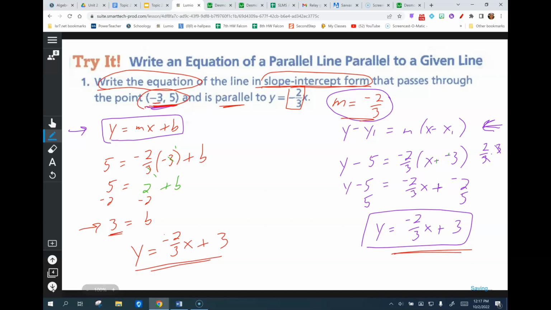So today I want you to practice, which way do you like better? Do I want to put it in slope-intercept? Do I want to put it in point slope? Both of them are good. So you decide.